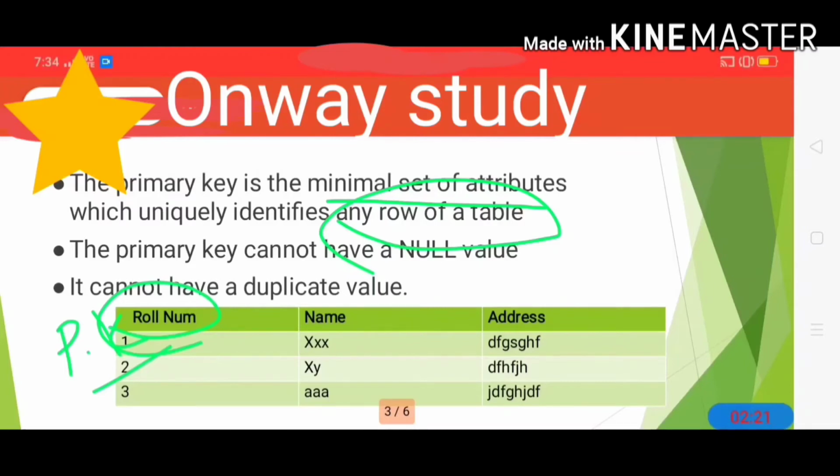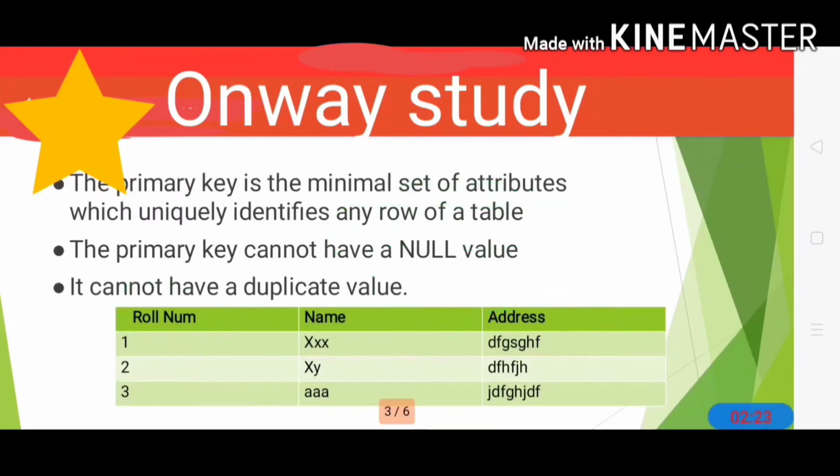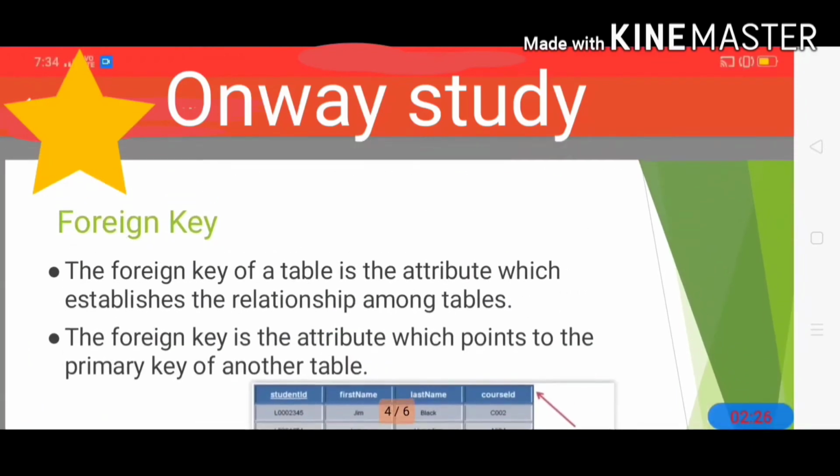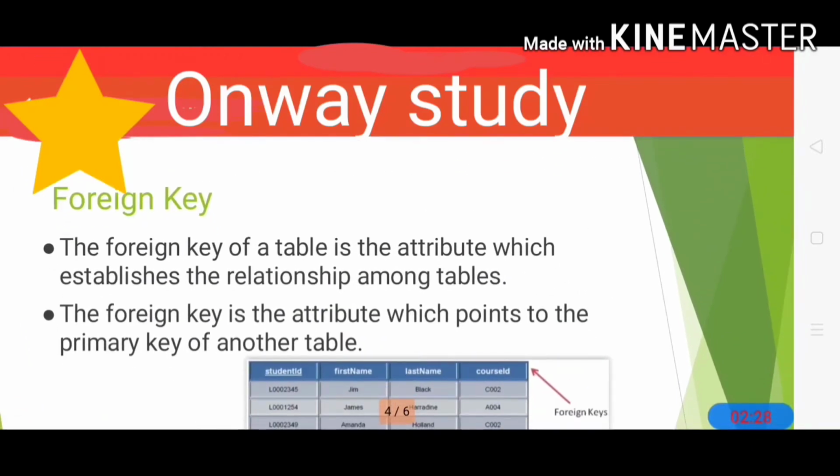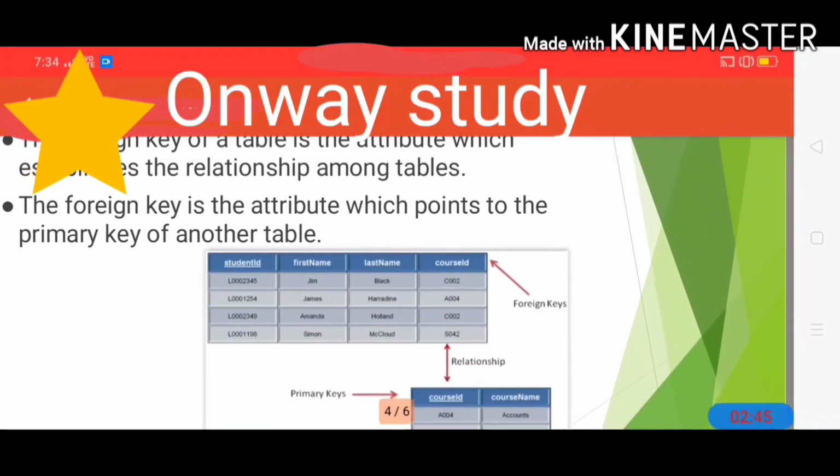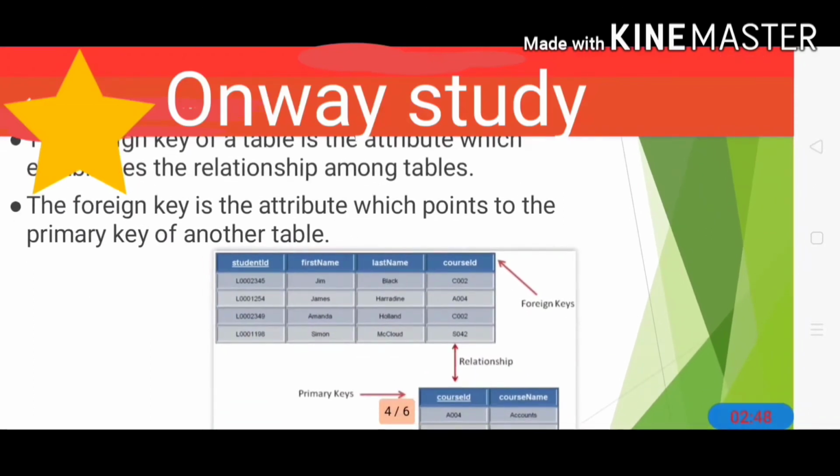Then next we see the foreign key. The foreign key of a table is the attribute which establishes a relationship among the tables. The foreign key is an attribute which points to the primary key of another table. One table's candidate key is used to reference another table's primary key. For example, course ID is one table's candidate key used as another table's primary key. It is called the foreign key.